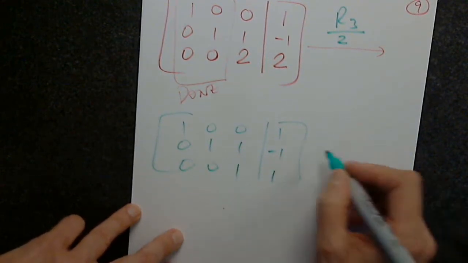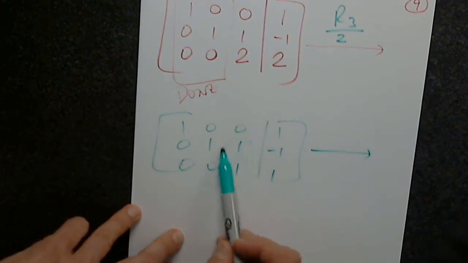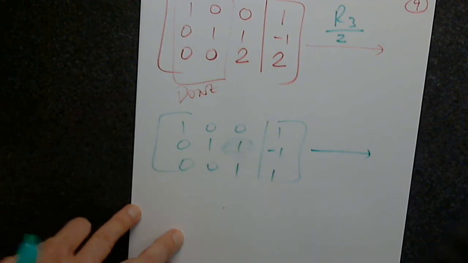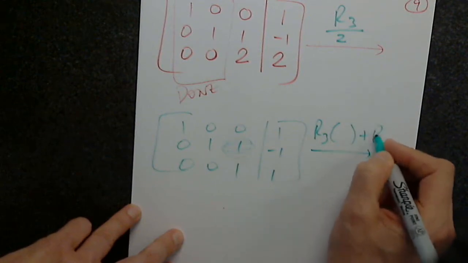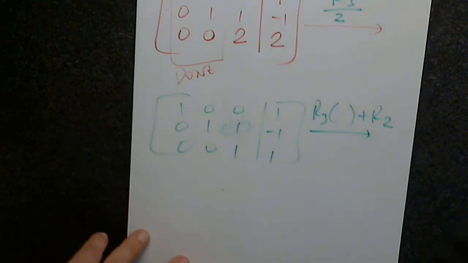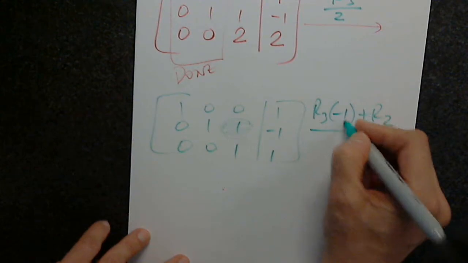And very good. So I only need to eliminate this. Everything else is done. So I'm multiplying row 3 by something to add it to row 2. By what? That's it. And that's the final step.